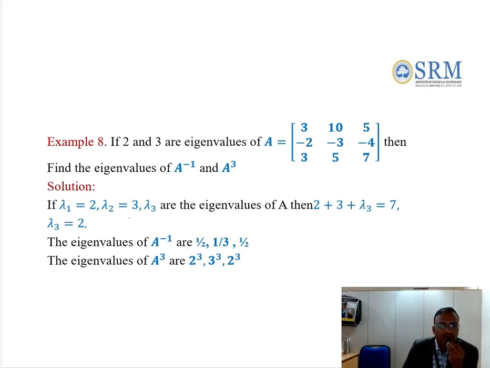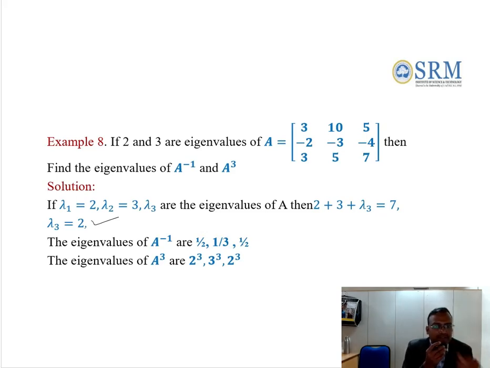We know that the sum of the eigenvalues is nothing but the trace of the matrix. Therefore, lambda 1 plus lambda 2 plus lambda 3 equal to the trace. That is 2 plus 3 plus lambda 3 equal to 7. So therefore, our lambda 3 equal to 2. That is the third eigenvalue is 2. And we know that if lambda 1, lambda 2, lambda 3 are non-zero eigenvalues of the matrix A, then 1 by lambda 1, 1 by lambda 2, 1 by lambda 3 are the eigenvalues of A inverse. Therefore, 1 by 2, 1 by 3, 1 by 2 are the eigenvalues of A inverse.